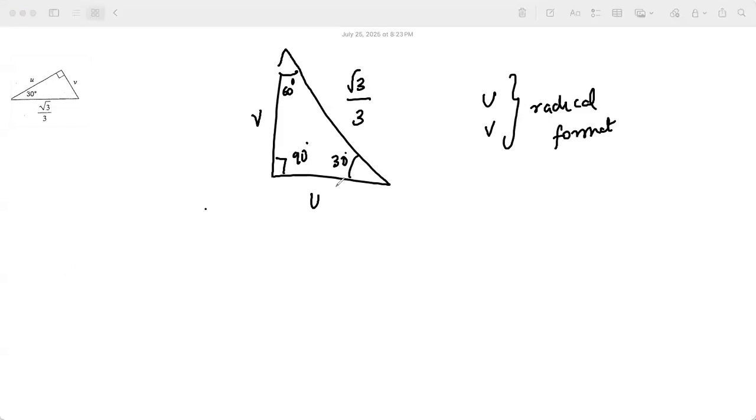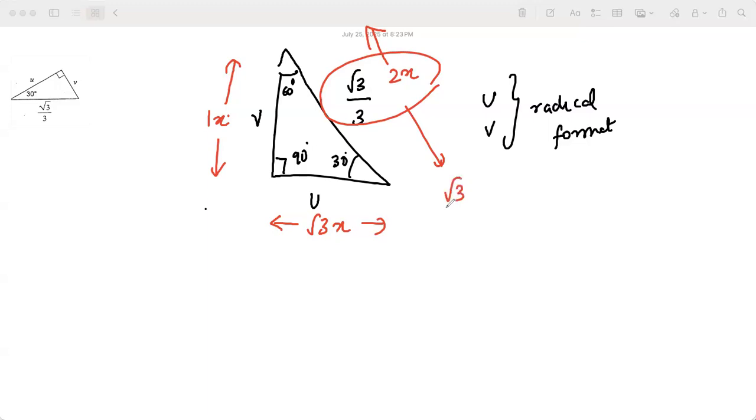See here, guys. The side opposite to 30 is 1x. Just write that down first. Side opposite to 60 is root 3x. Side opposite to 90 is 2x. That's all. Now it's a matter of equating. Root 3 by 3 equals 2x. What is x? Divide by 2 on both sides.